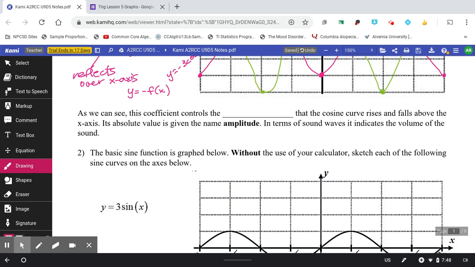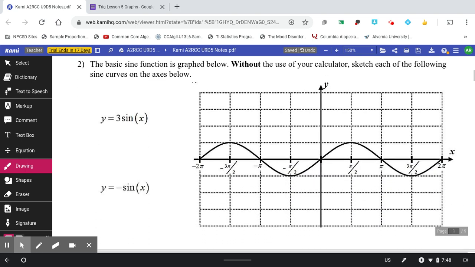Okay, so as we can see, this coefficient controls the stretch that the cosine curve rises and falls above the x-axis. Or you can say the height that the cosine curve rises and falls above the x-axis. Its absolute value is given the name amplitude. So this value is so important that it's given its own name, and that's called the amplitude. So in terms of sound waves, it indicates the volume of the sound.